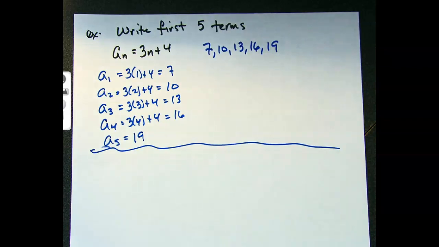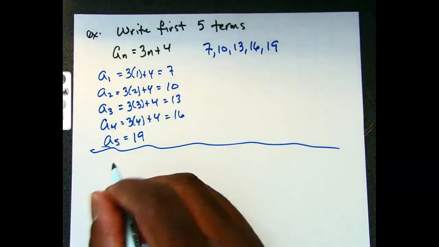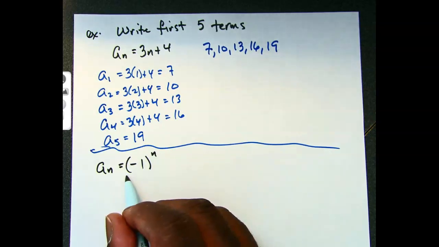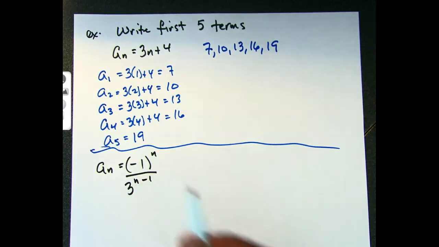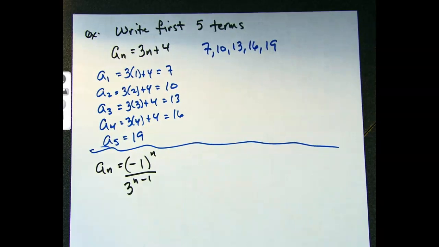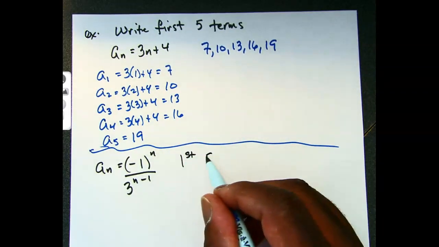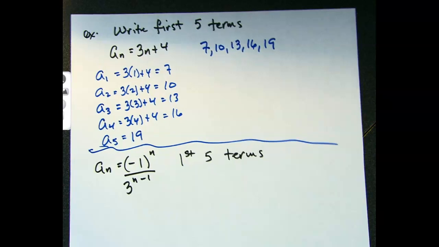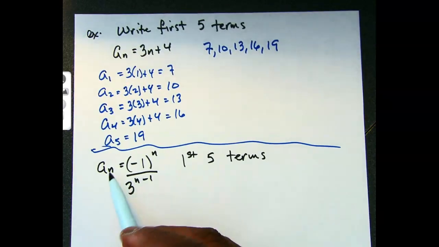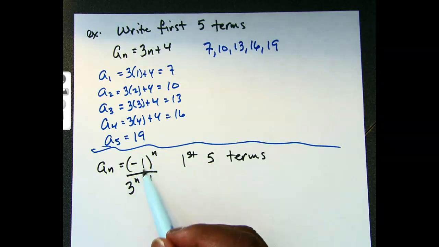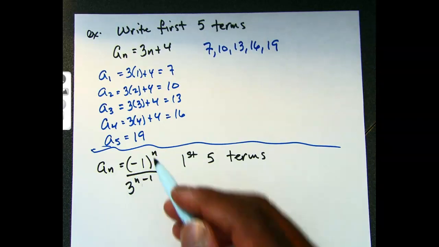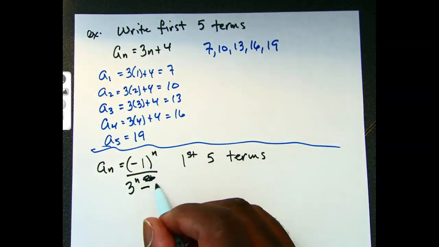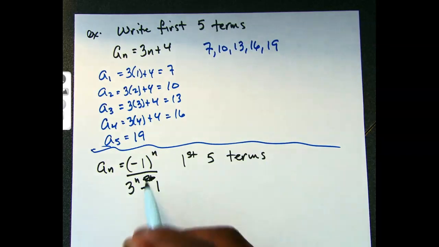Let's try another example. How about a sub n is negative 1 to the nth power over 3 to the n minus 1. We're going to take a look at our first 5 terms again. All right, so in this case, if we're looking for the 4th term, a sub 4 would be negative 1 to the 4th over 3 to the 4th minus 1. And actually, this is 3 to the n, minus 1. So the 1 is not in the exponent.